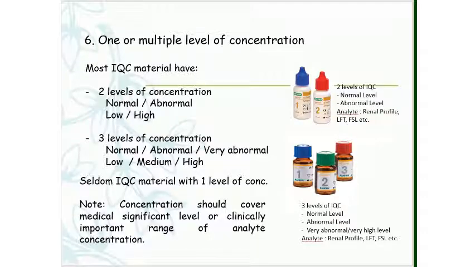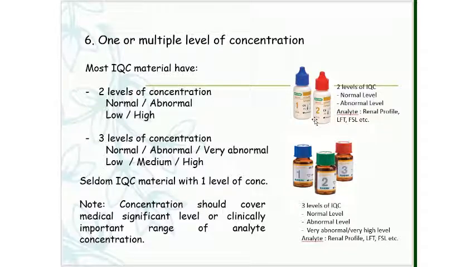Number 6, it has one or multiple levels of concentration. Most IQC materials have two levels of concentration, which is either normal or abnormal, or maybe low or high. And some IQC materials have three levels of concentration, such as normal, abnormal, or very abnormal, or maybe low, medium, and high. For example here, this is the two level IQC.